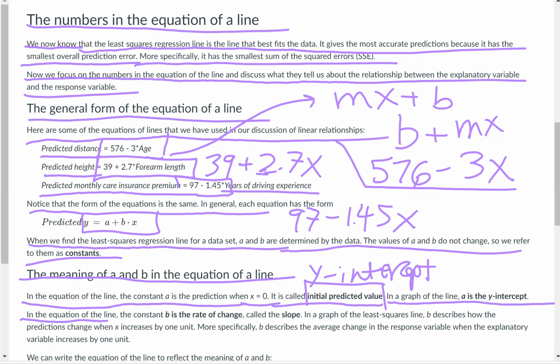In the equation of the line, the constant b is the rate of change, or the slope. Either way, same difference. In a graph of the least squares line, b describes how the predictions change when x increases by 1 unit. As I go to larger and larger x values, am I going up or down on the y-axis, and how quickly? More specifically, b describes the average change in the response variable when the explanatory variable increases by 1 unit.